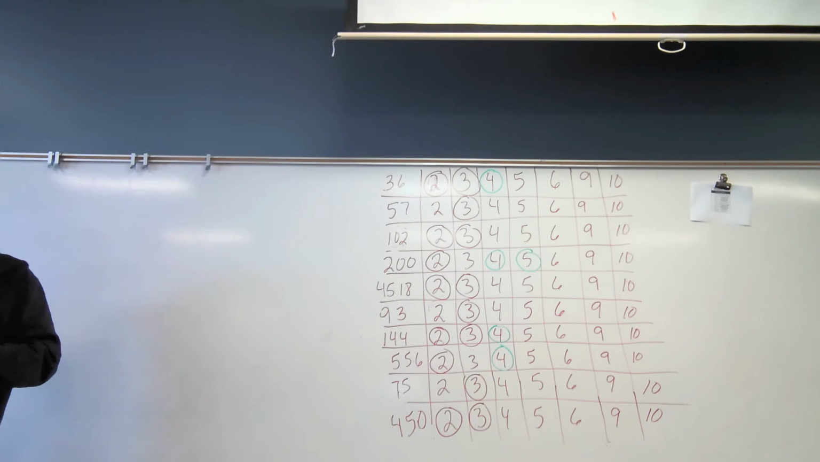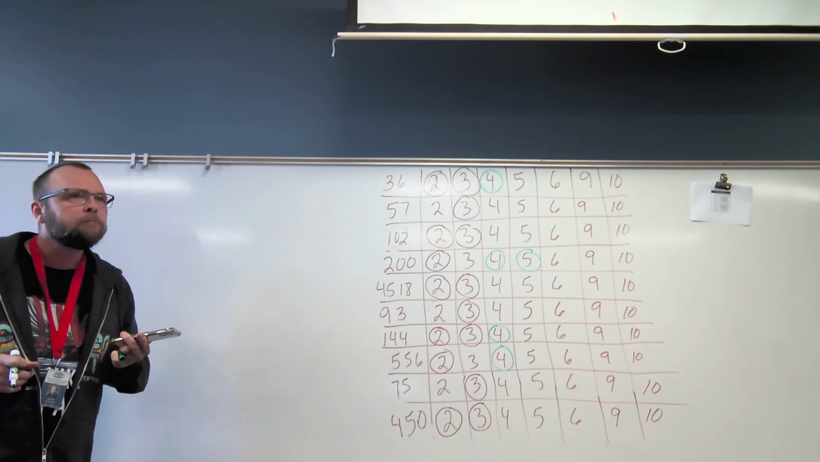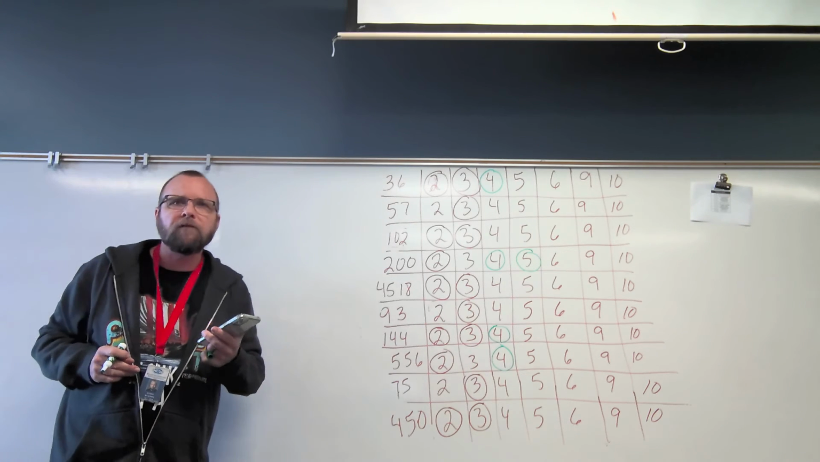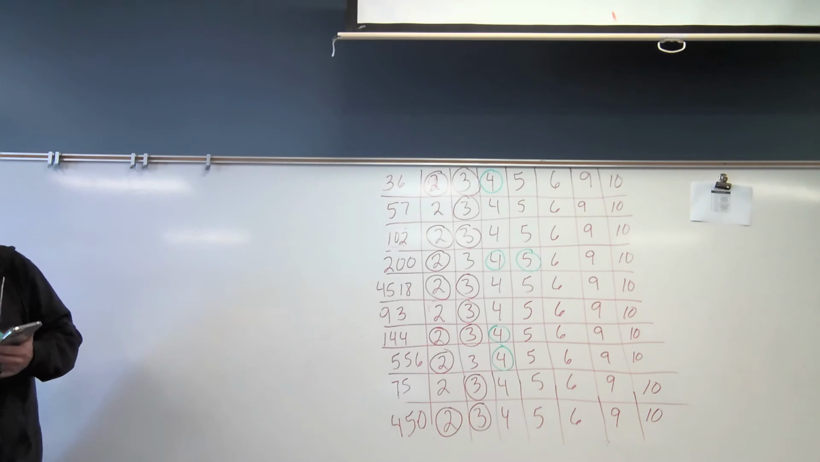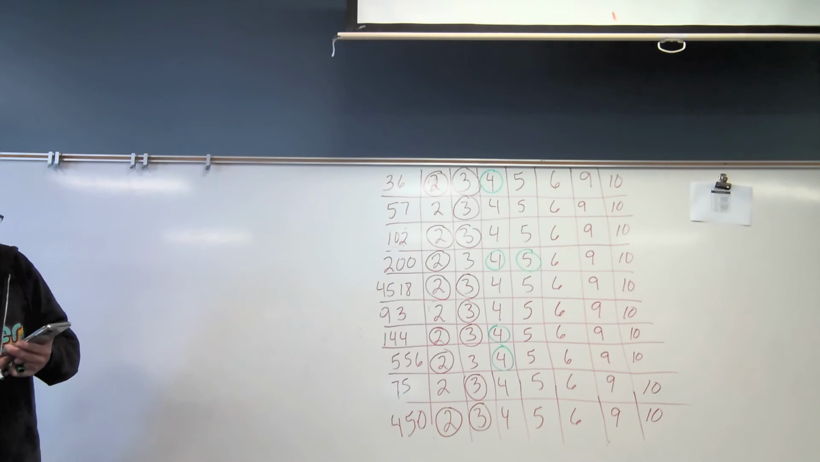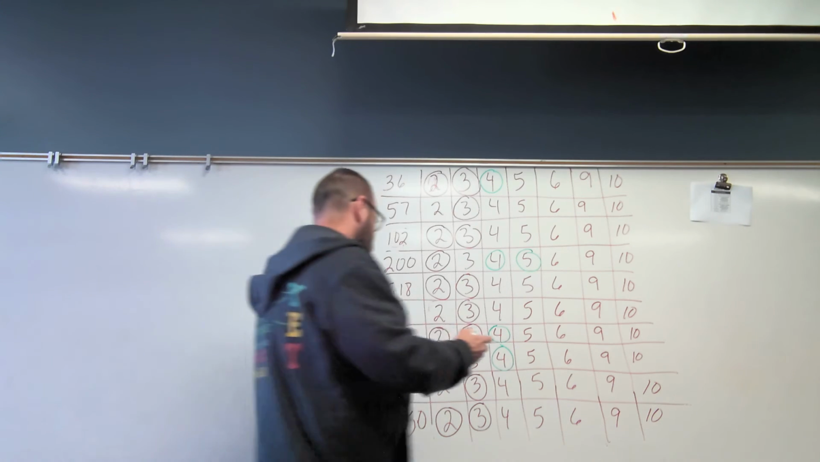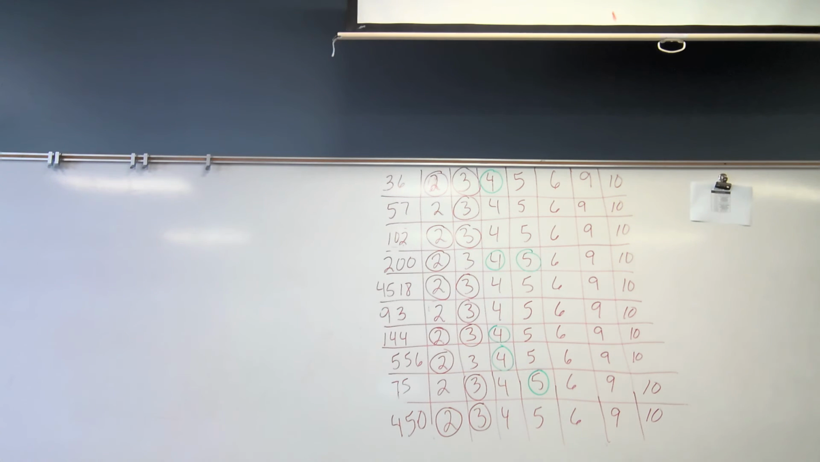Joe, is 93 divisible by 5? No, it ends in a 3. Juliet, is 144 divisible by 5? No. Jacob, is 556 divisible by 5? No. Dallin, is 75 divisible by 5? Yes. Eva, is 450 divisible by 5? Yes.